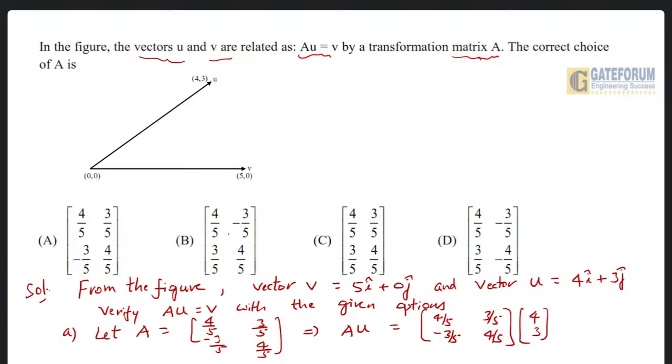They ask which is the correct choice of A. The correct choice means one answer only. If you have more than one answer, that is a multiple choice question. Anyhow, one option is the answer because it asks for the correct choice. So accordingly, option A is the answer. This is the end of the question.